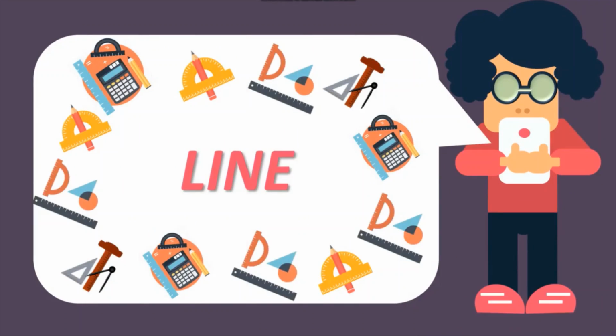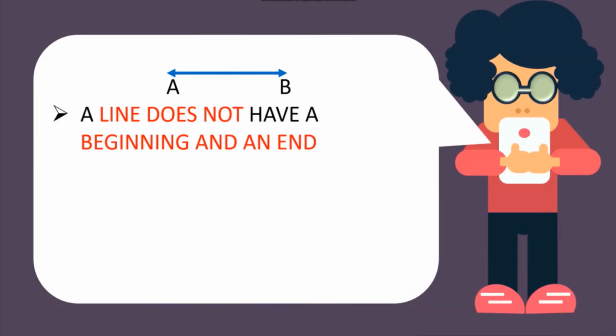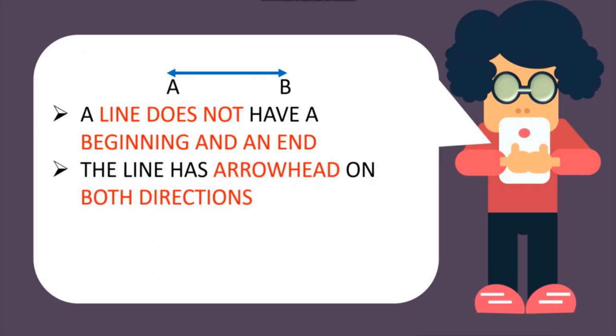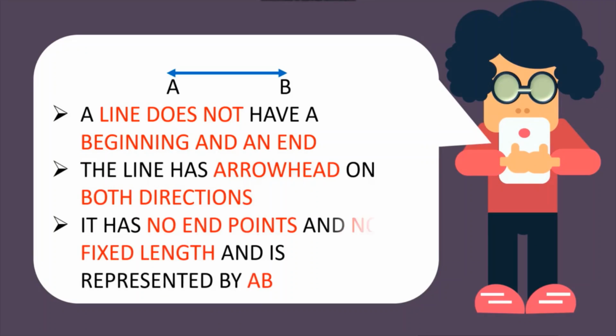Next is a line. Now what is a line? A line does not have a beginning and an end. It can extend in both the directions. You can see the arrows in both the directions at point A and B. So it has no endpoints, it has no fixed length and it is represented by a bar drawn with 2 arrows on both the sides.